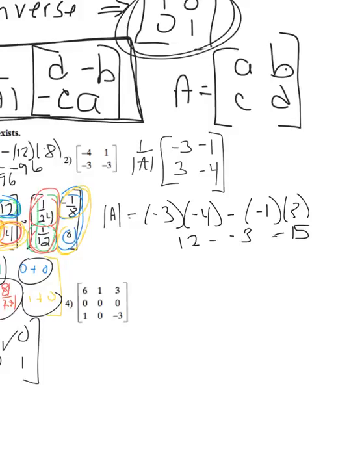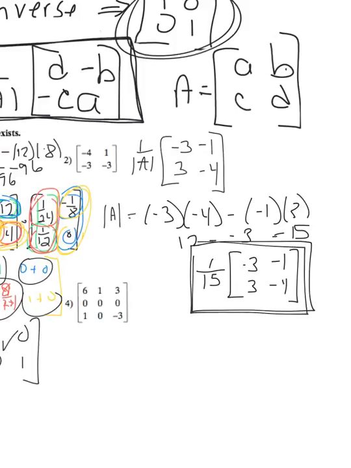Okay, so you can answer this. Sometimes they have the 15 factored in and sometimes they don't. I'm okay if you answer that as 1 over 15 times negative 3, negative 1, 3, and negative 4. You can answer it like that.